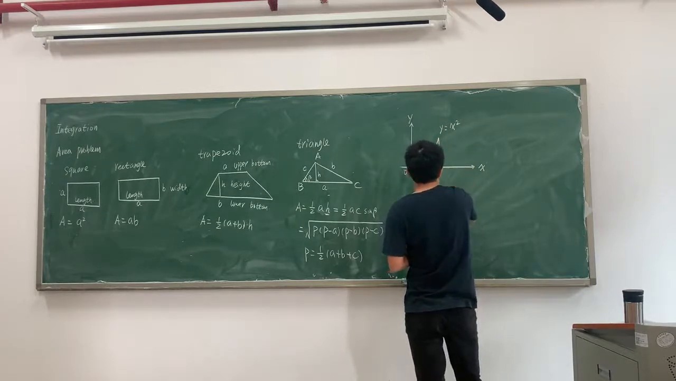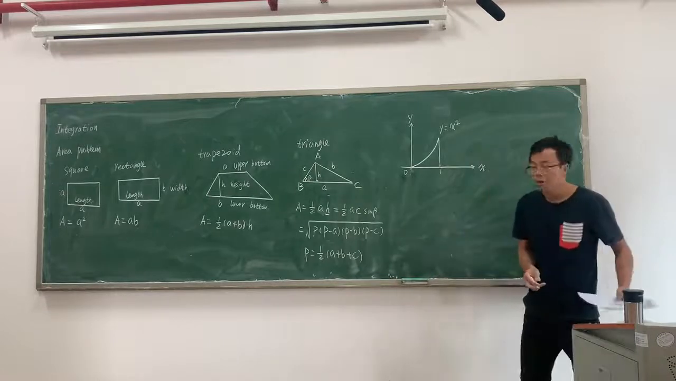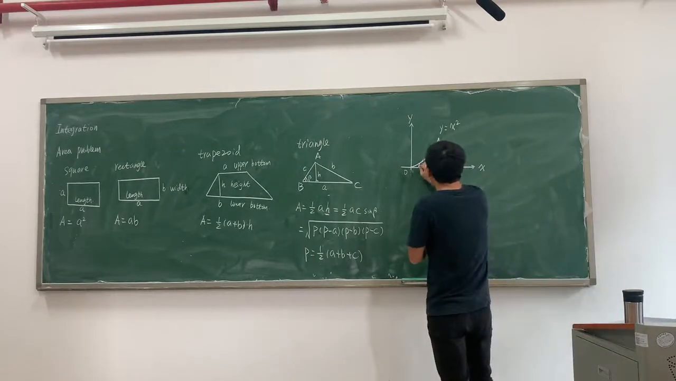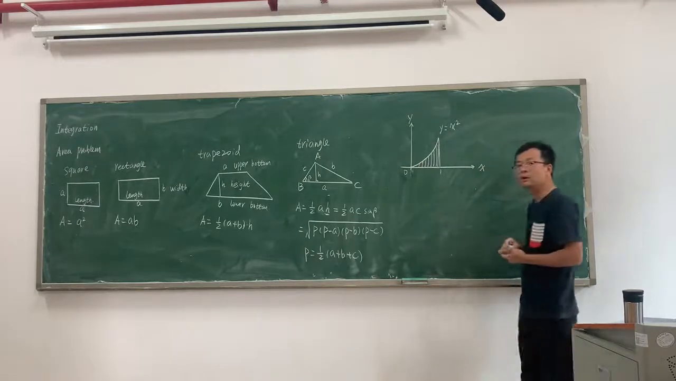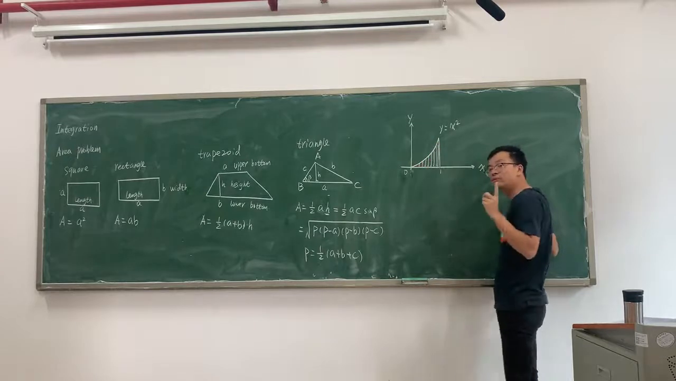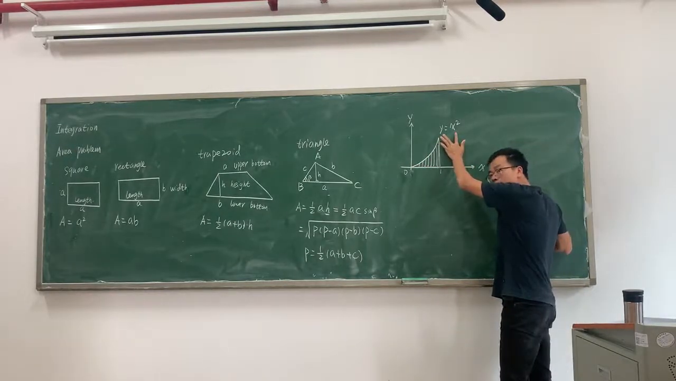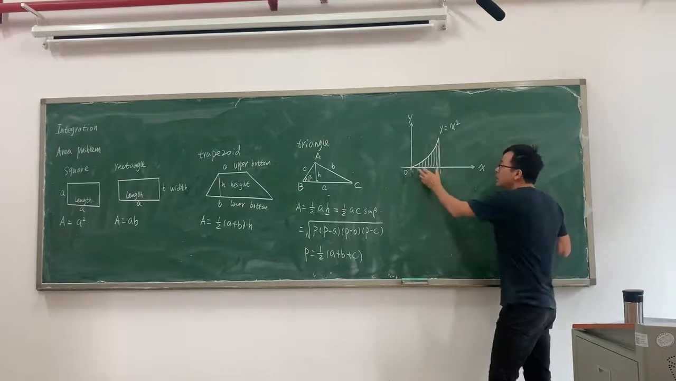Here is 1, here is 0. So I have a question. What's the area of this part? Here this is the curve. This curve is given by a function y equal to x squared.